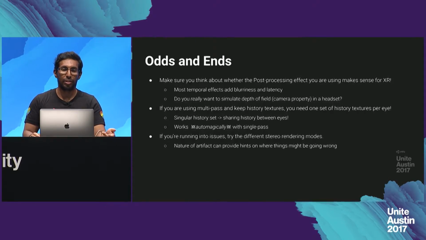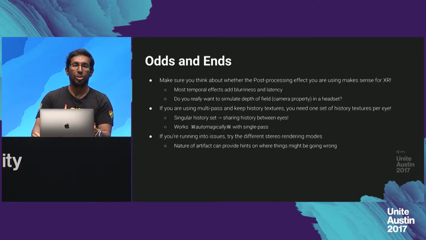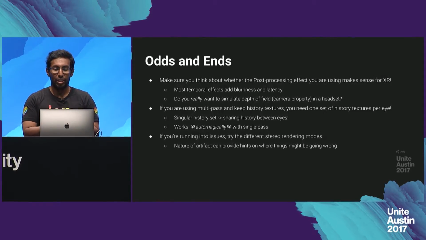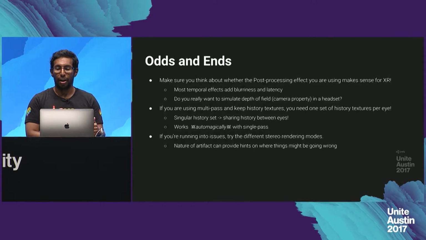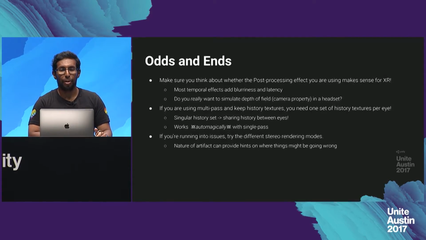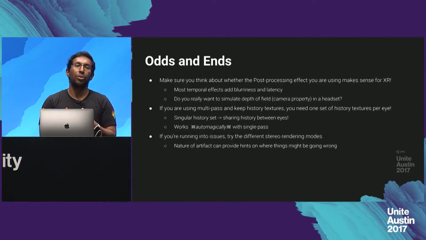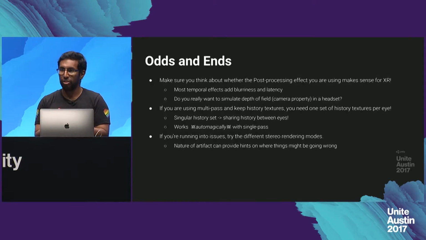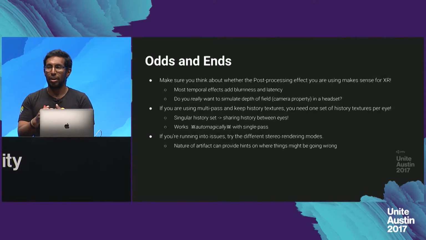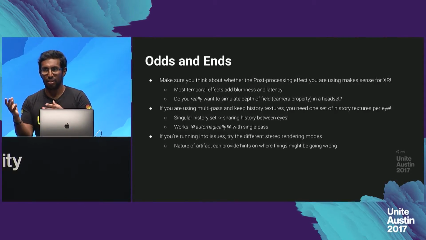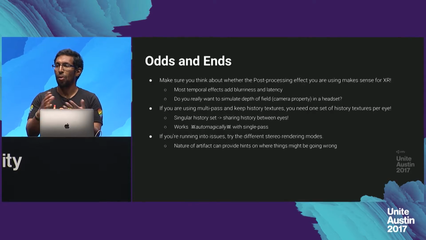So a couple extra bits. When you're using post-process effects, it can be really easy to get carried away because they're great and really fun to use. I know I have a lot of fun using them and messing around with the different looks that I can generate with the post-processing stack. But you need to make sure that they're actually appropriate for XR rendering. If you're doing any kind of temporal effect, this can introduce latency and blurriness, which is not pleasant for the XR experience. And if you're using an effect that's simulating a physical camera property, does that really make sense for a headset that's simulating human eye vision, right? You don't want to do that sort of thing.